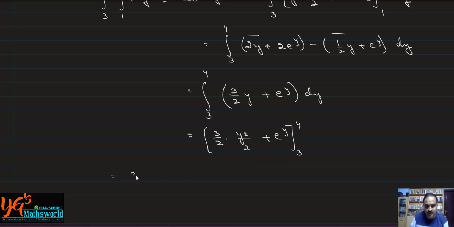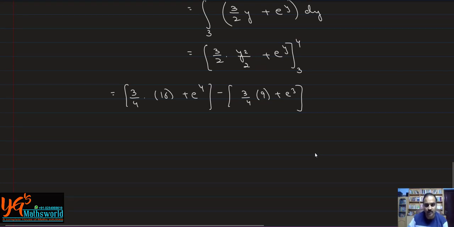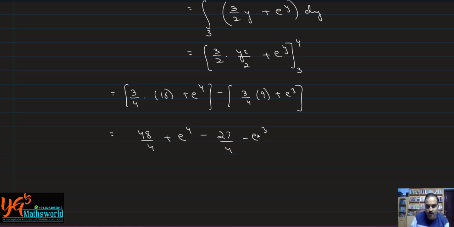So it will be 3 by 2 to the 4. Now upper limit 4. 4 square will be 16 plus e raised to power 4. This is your upper limit minus lower limit 3. 3 square will be 9. So 3 by 4 into 9 plus e raised to power cube. Now expanding all the brackets. So it will be 16 3s are 48 by 4 plus e raised to power 4 minus 9 3s are 27 by 4 minus e cube.